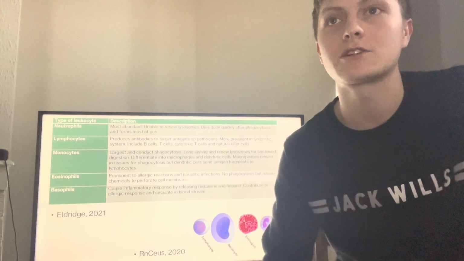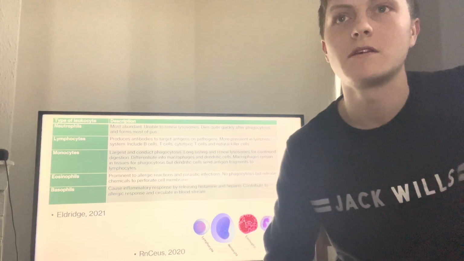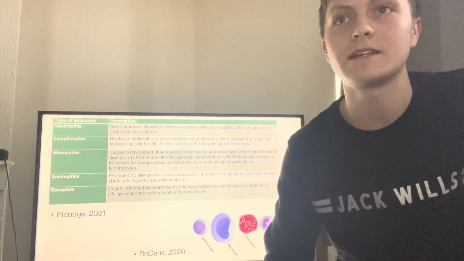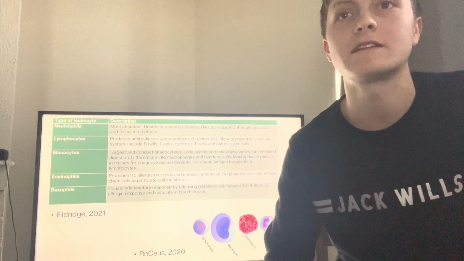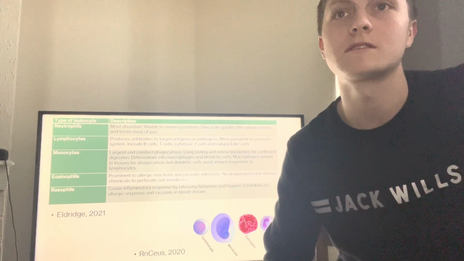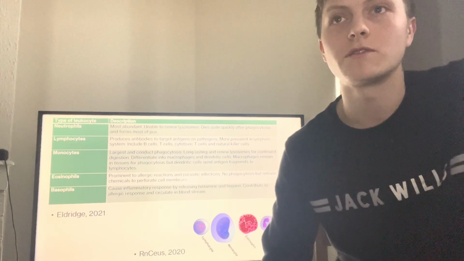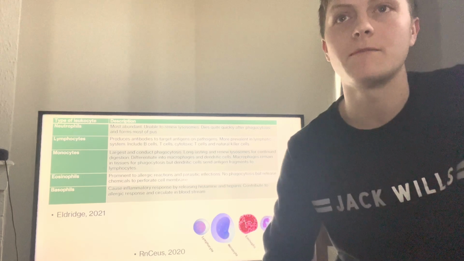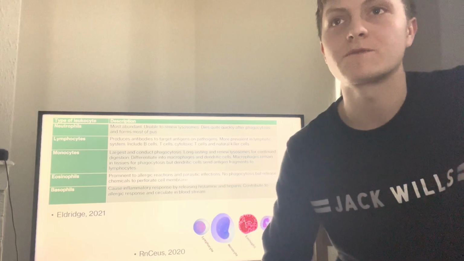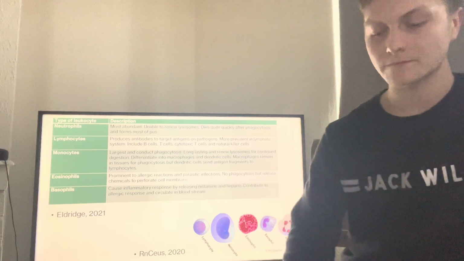Eosinophils, prominent in allergic reaction and parasitic infections. No phagocytosis, but release chemicals to perforate cell membrane. Basophils cause inflammatory response by releasing histamine and heparin, contribute to allergic response and circulate in the bloodstream.